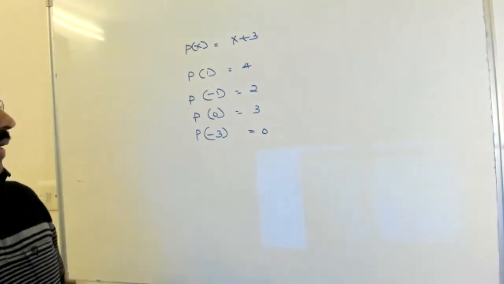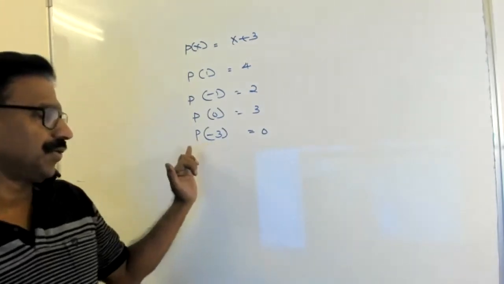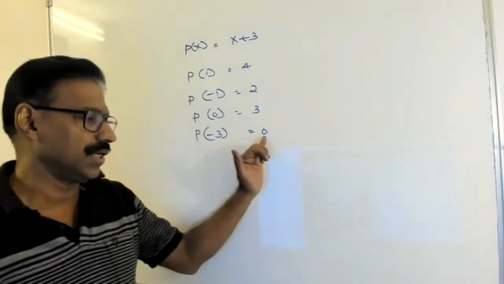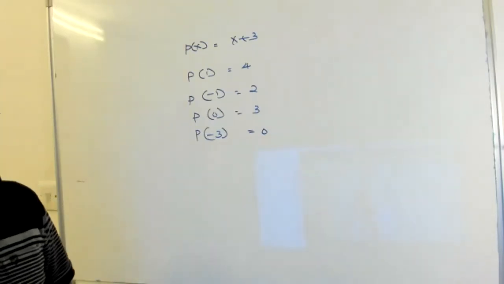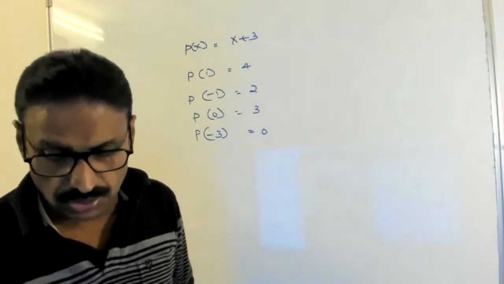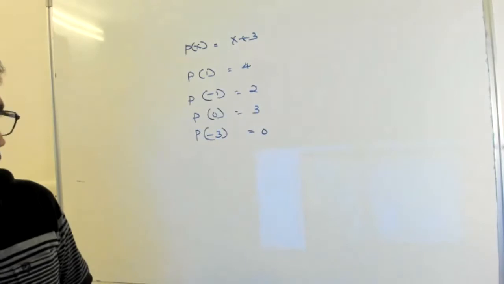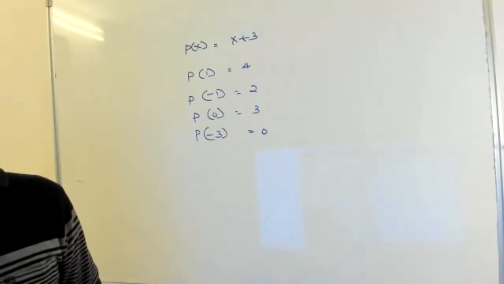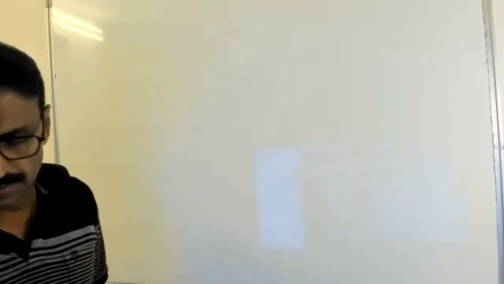Okay, then P of minus 3 equal to 0. Therefore, minus 3 is the 0 of the polynomial. Okay, then you draw a rough graph.